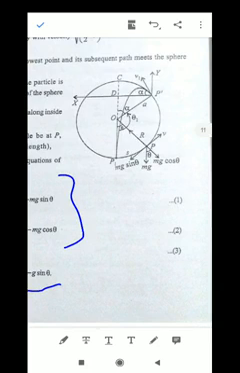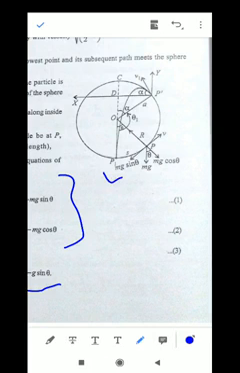This is P1 O P dash. P1 is the initial position and P dash is the point where the particle leaves the sphere. So the angle between these two positions is theta 1, and the angle between P dash and C, that is the highest point, is alpha. Then from this picture it is clear that alpha plus theta 1 is equal to 180 degrees.